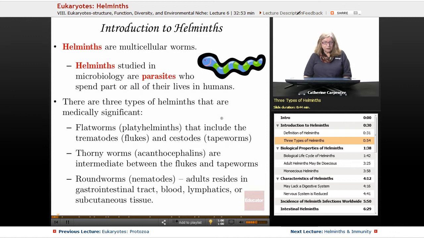One type are the flatworms, and they can be the trematodes, these flukes, or the tapeworms, and we're going to have a more detailed discussion about the tapeworms. The thorny worms are intermediate, and then the roundworms are exactly how they sound. They're round, of course, and these are worms that reside in the gastrointestinal tract. They can also reside in the blood, in the lymphatics, and the subcutaneous tissue. So the second example we're going to discuss is actually a roundworm example. Isn't that fun? Let's go on.